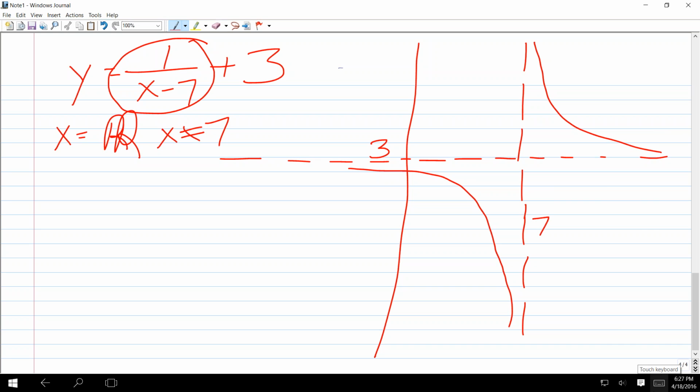All right, what else? Can we go over one more example? Sure. We have y equals 4. Actually, can I change it up? x plus 2 over x plus 3.